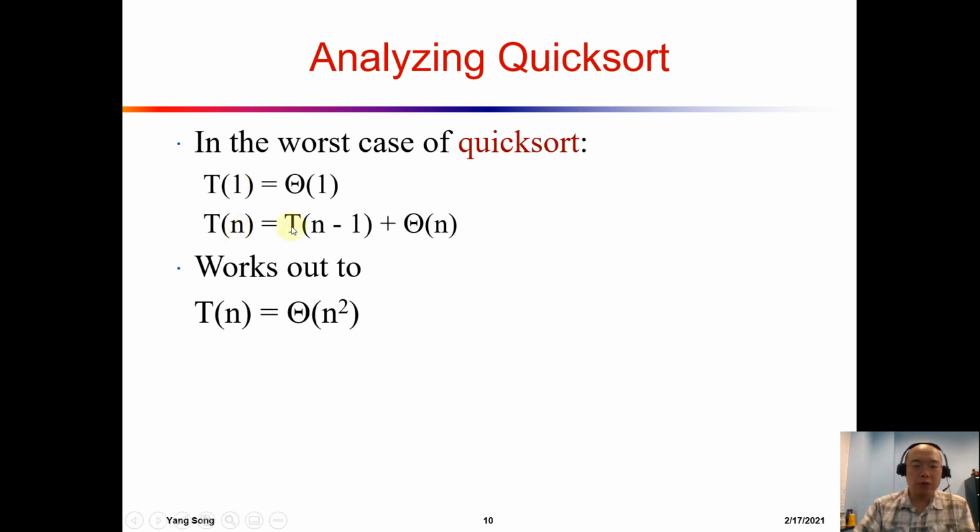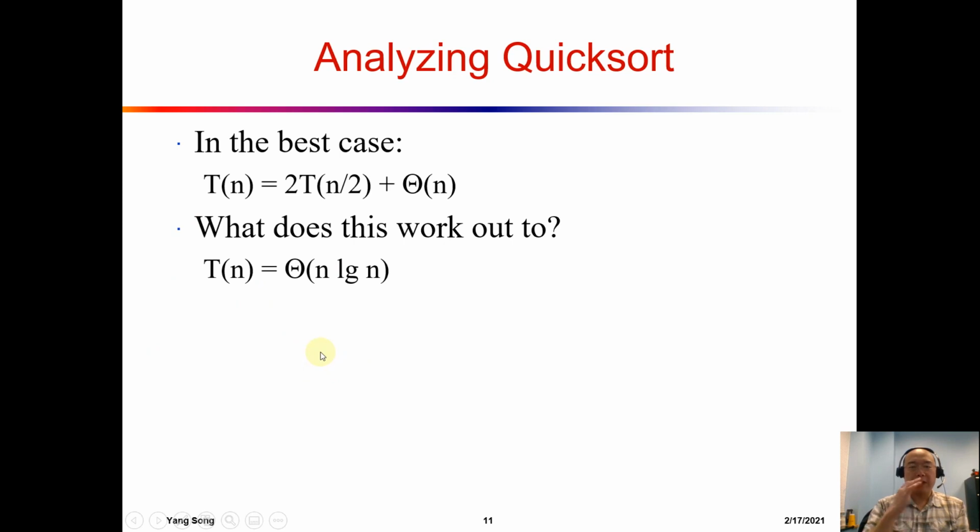So if you want to work on this with either the substitution or iteration approach, you will find this is Θ(n²). So for the worst case, we will have a Θ(n²) algorithm. Okay, and then what is the best case?